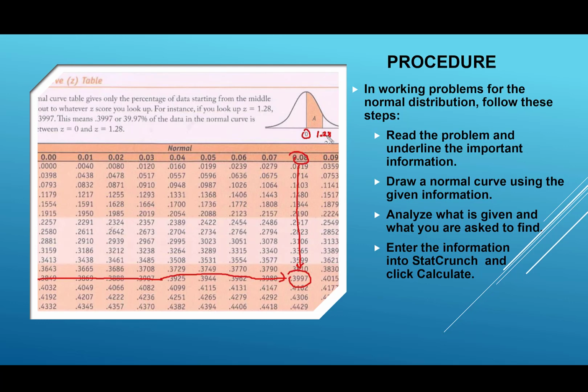The procedure that we're going to use is we're going to start by reading the problem and underlining the important information. Then we're going to draw a normal curve that represents the information that we are given. We're going to analyze what we're given and what we're asked to find, and then we're going to go into StatCrunch and perform the calculation.